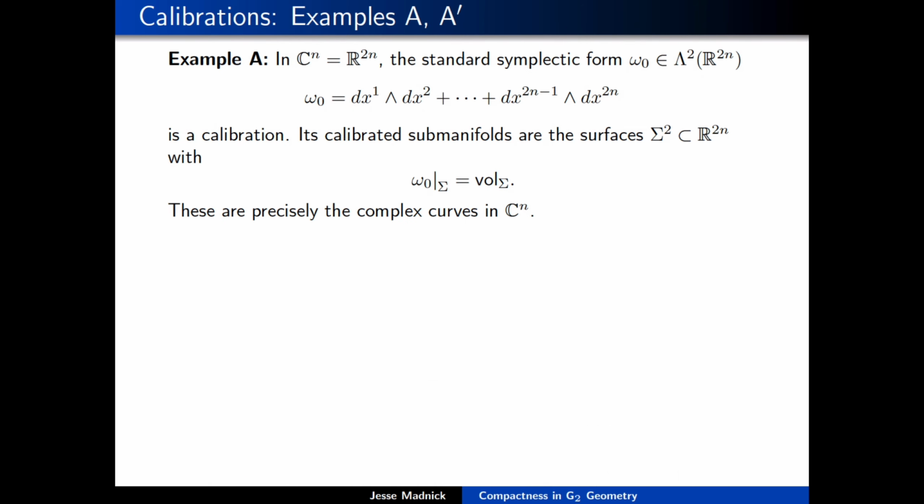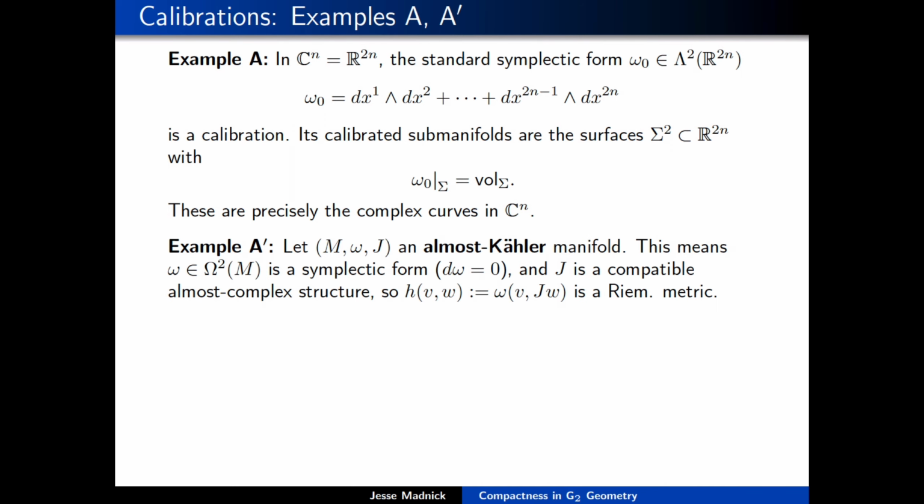So here's maybe the fundamental non-trivial example of a calibration. In R^2n, thought of as C^n, the standard symplectic form omega 0, that's a 2-form, given by dx1 wedge dx2 up to dx(2n-1) wedge dx2n, is a calibration. It is closed and has comass 1. Its calibrated submanifolds, by definition, are the surfaces sigma for which omega 0 restricted to sigma is the volume form of sigma. One can show that the surfaces satisfying this condition are precisely the complex curves in C^n. So, in particular, the complex curves in C^n are homologically area minimizing.